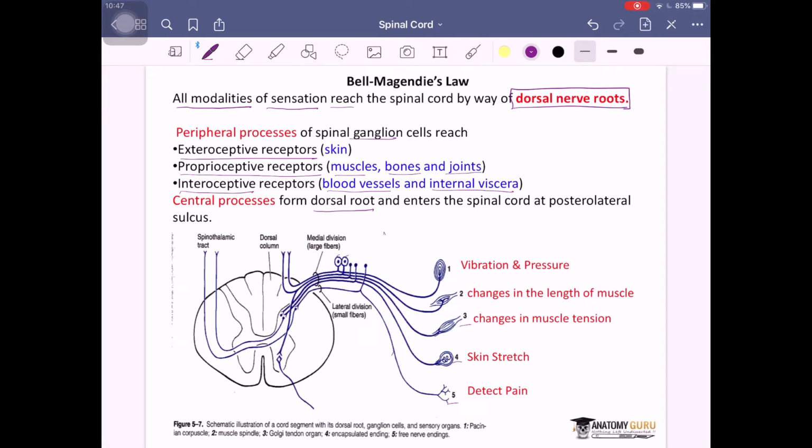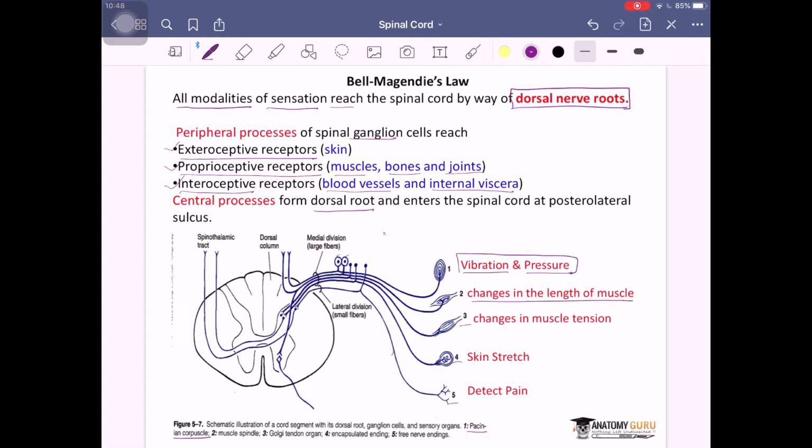Now, from where is all this information coming? The peripheral process brings information from exteroceptors, proprioceptors, and interoceptors. Let us see what information it brings. Here we have different sense organs present within your body, skin, muscle, bone, tendon, and viscera. They are all specialized for different functions. For example, the receptor which detects vibration and pressure is shown here, and it is called the Pacinian corpuscle. In physiology you might have read about this. Pacinian corpuscles are the receptors which detect vibration and pressure sense.